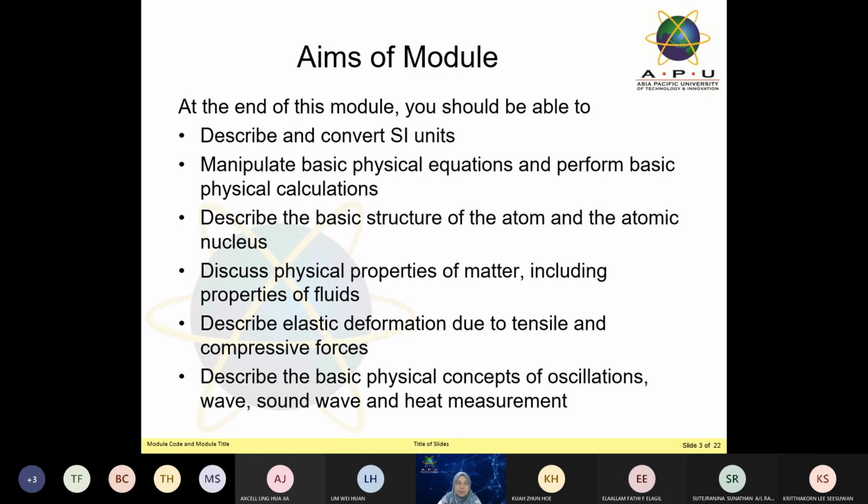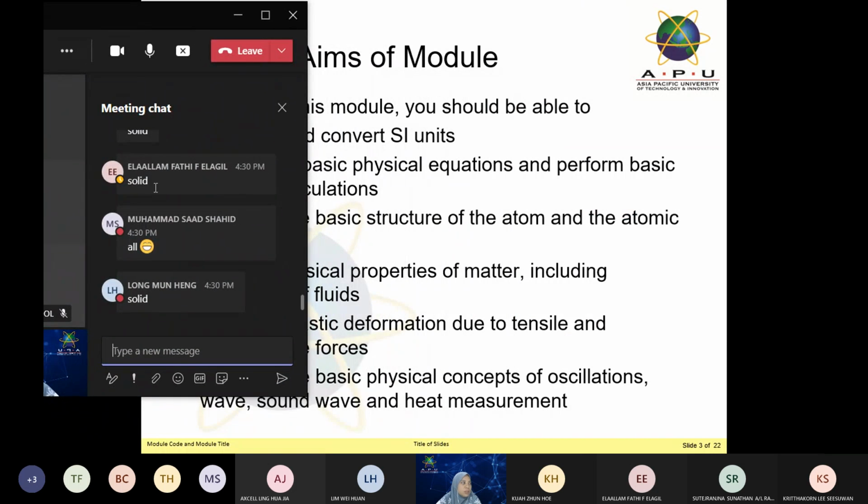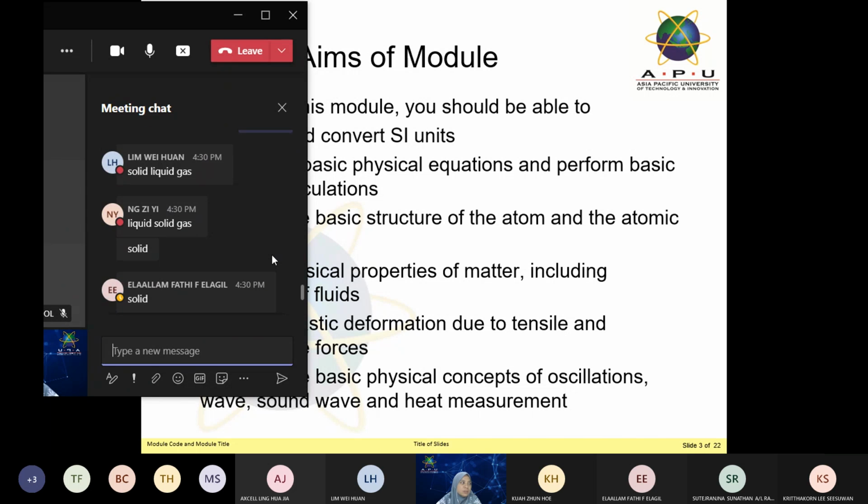Okay, refer to this chat. Later if you just refer to the screen, you will be bored because it is not moving. So, look at this. Okay, just now I asked you what is matter. Matter is solid, liquid and gas. Okay, so between solid, liquid and gas, which one do you like best?